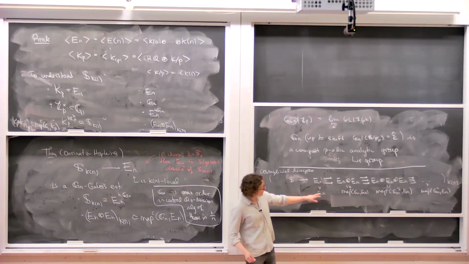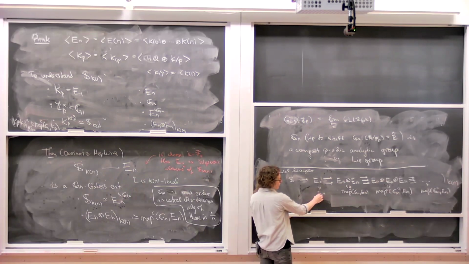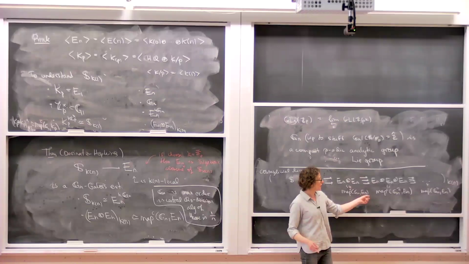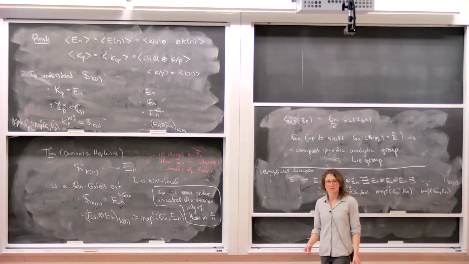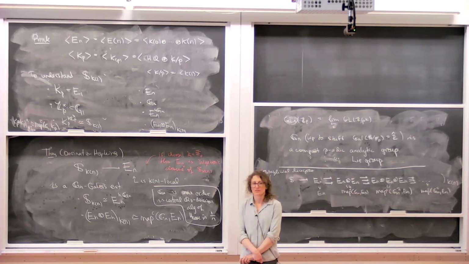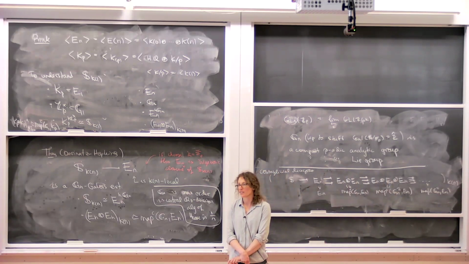What is this sequence that starts with something and then has maps from a group into it, and then maps from a group squared into it, maps from a group cubed into it? What does that remind you of? Where did you see that in your life?